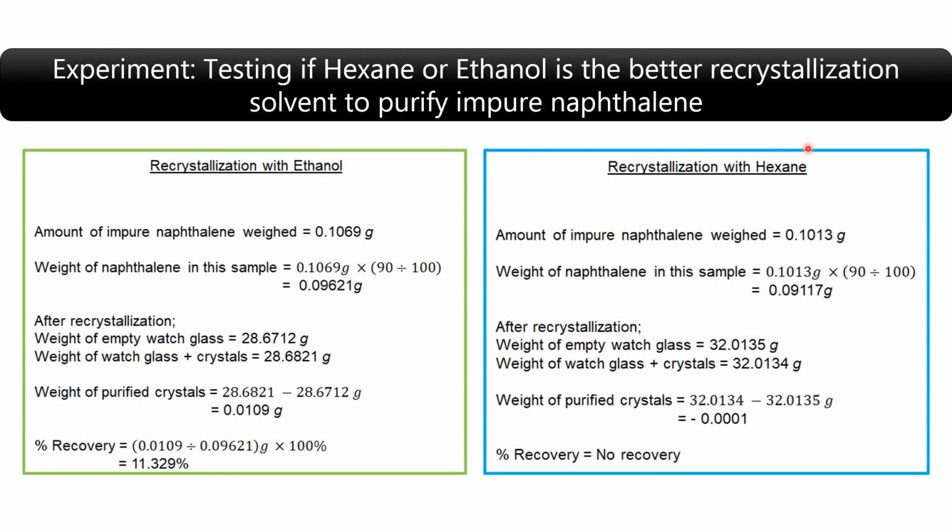But in hexane, naphthalene is nonpolar and hexane is also nonpolar, so they're both the same kind, like dissolves like. So we expect naphthalene to be more soluble in hexane even at room temperature, which would explain why it was hard to recover any measurable amount of crystals upon cooling down the hot hexane solution back to room temperature.